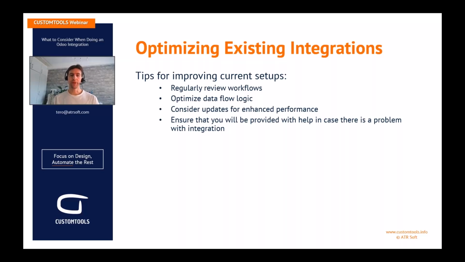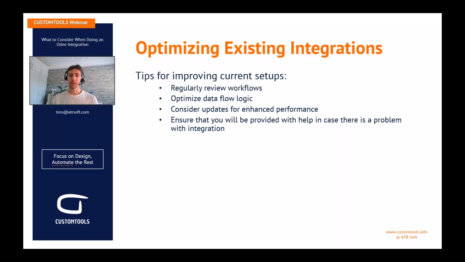Refining how data is mapped, processed, and transferred enhances system efficiency and accuracy over time. It may include streamlining of data mapping and elimination of redundant transfers. Regularly updating your systems ensures you benefit from the latest features, security patches, and performance enhancements.